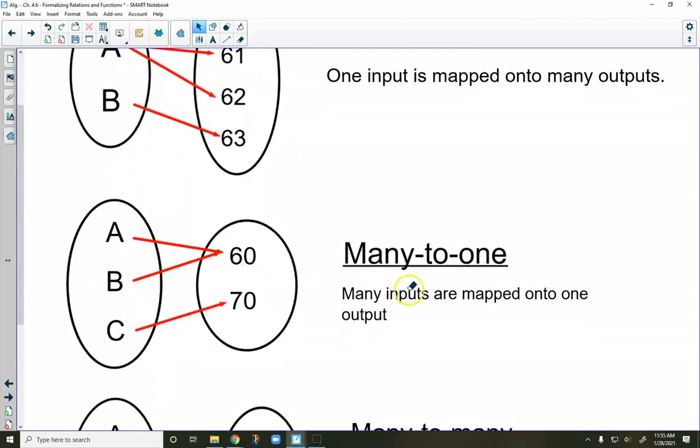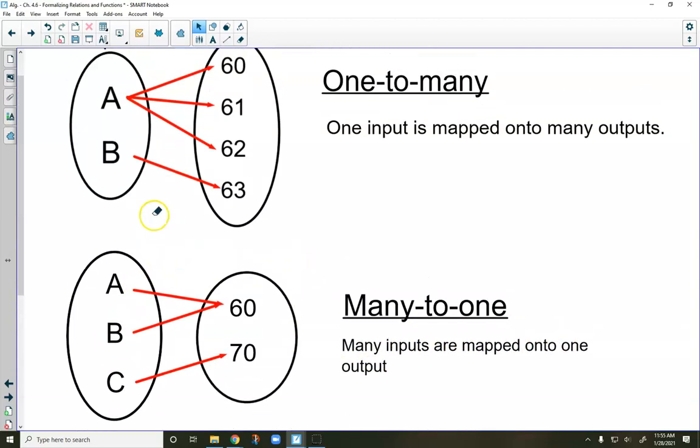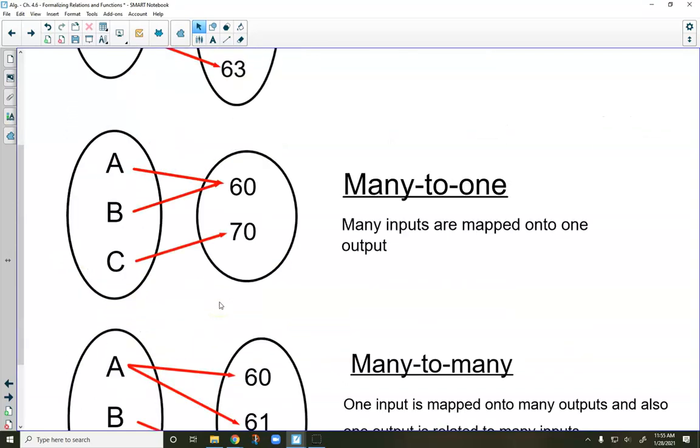Many-to-one situation here. Many inputs are mapped onto one output. This is the opposite of the last situation. Here we had A going to many things. Here we have A and B going to one thing. So as soon as we see that multiple things are going to one thing, the many beats out the 1. Okay, so even though C is going to 70 and that's 1-to-1, as soon as there's a many situation, it beats out the word 1. So this is a many-to-one situation.